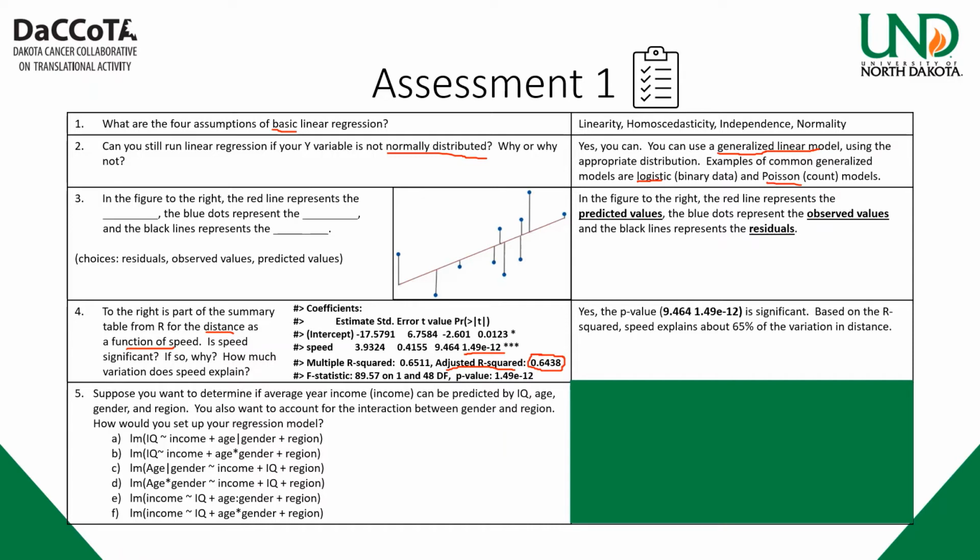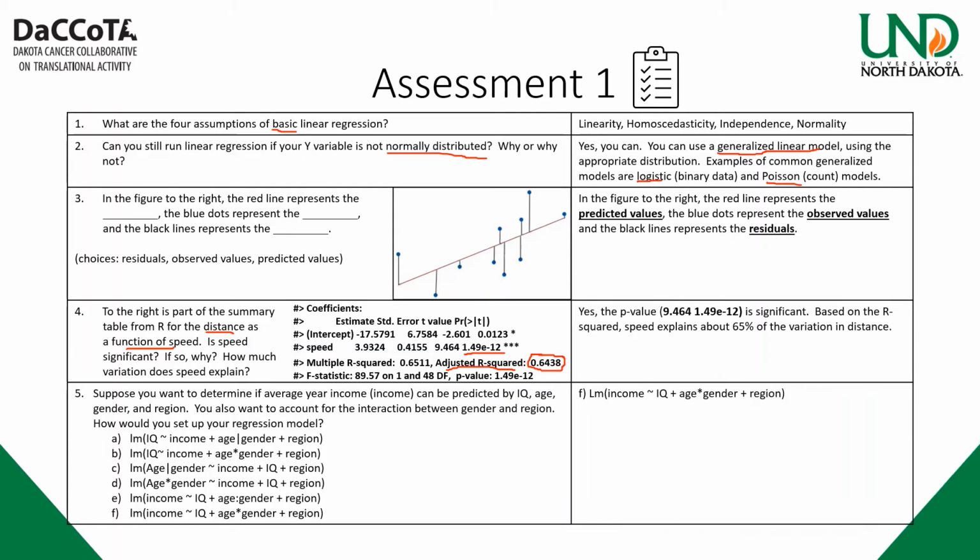And for 5, if you want to have this more complex model, you're going to want to use part F, which is income as a function of IQ, and then age, gender, and the interaction. That's what this tells us. And then region itself. For example, if you wanted just the interaction of age and gender, and not age and gender specifically as well, you'd use this sort of scenario, though it's typically best practice, if you're going to have an interaction term, to include the individual terms as well.